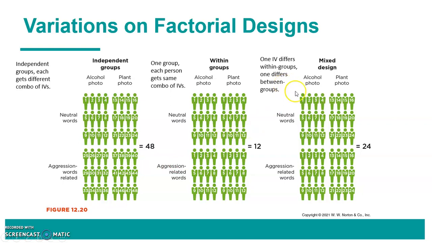And then you could have some kind of a mix. So in this case, you've got the group of 24, and you have 1 group that gets exposed to neutral words and 1 group that gets exposed to aggression-related words. But then everybody in there gets exposed to both alcohol photos and plant photos. Okay, so here it's 24, and so there are different reasons for which you would use these different designs.